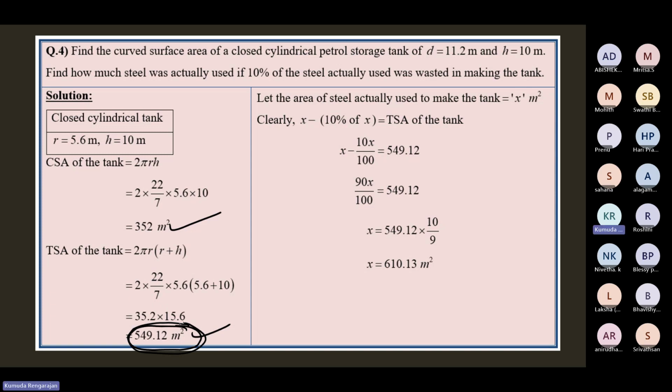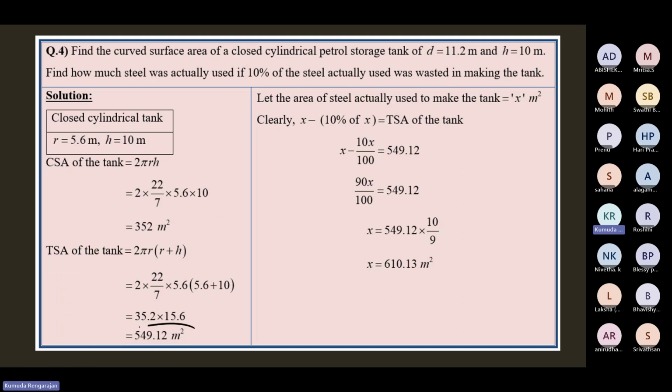This is the exact area of the steel you need to build the tank of this radius. What radius? 5.6 meters radius and 10 meters height. If you want to build a closed tank of radius 5.6 meters and height 10 meters, then you need exactly 549.12 meters square of steel. You need exactly so much of steel.